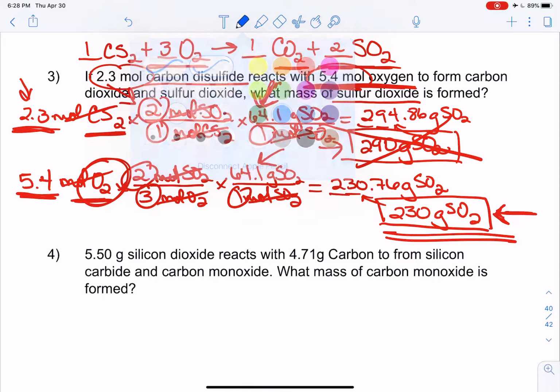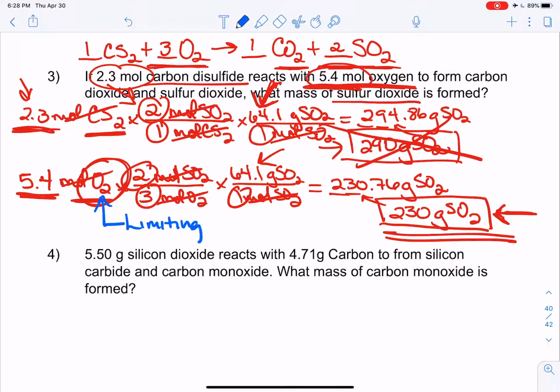And then if the question asks you to identify your limiting reactant and your excess, it would be O2 that is limiting. And notice that's the bigger number. So 5.4 is bigger than 2.3. So it's not always obvious which one is the limiting reactant. And because O2 is limiting, that means CS2 is your excess reactant. Okay, so we've tackled another problem.